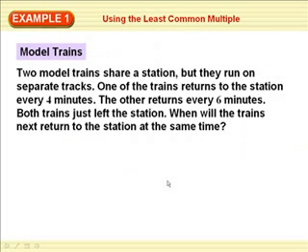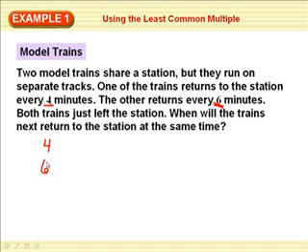Alright, so let's do some of these. Example number 1, model trains. It says, 2 model trains share a station. They run on separate tracks. One of the trains returns to the station every 4 minutes, the other one every 6 minutes. Both trains just left the station. When will the trains next return to the station at the same time? So least common multiple is when things happen maybe at different intervals, like every 4 minutes and 6 minutes, and you want to find out when they're going to happen at the same time.